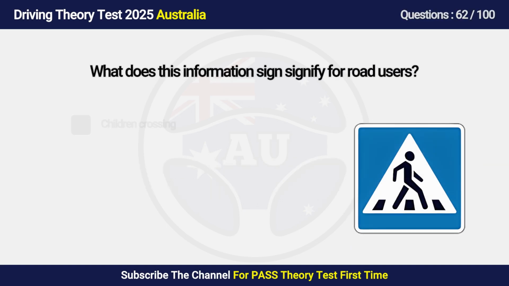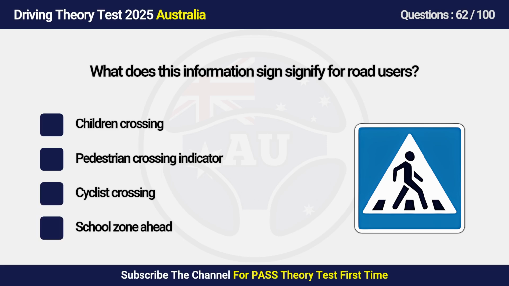Question 62. What does this information sign signify for road users? A. Children crossing. B. Pedestrian crossing indicator. C. Cyclist crossing. D. School zone ahead.